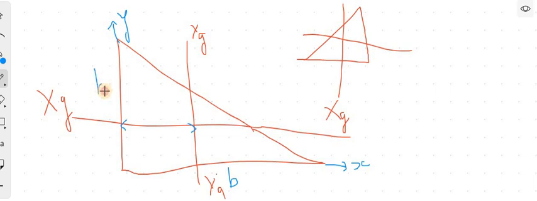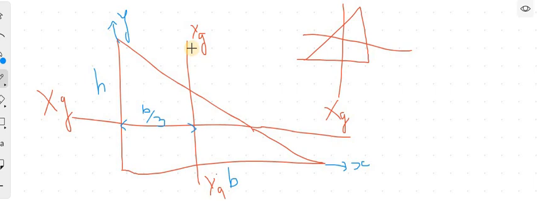Base is b and height is h. Now what is x bar? Can you tell me? b by 3. X bar is the distance from reference axis Y to Yg. You can ask me that I have drawn the centroidal axis already here.